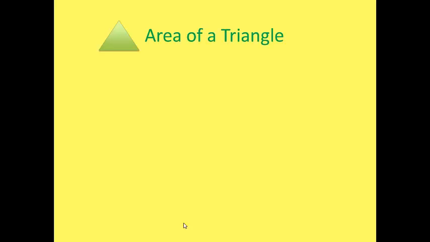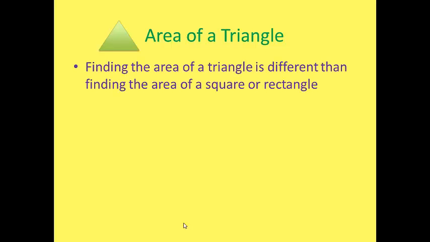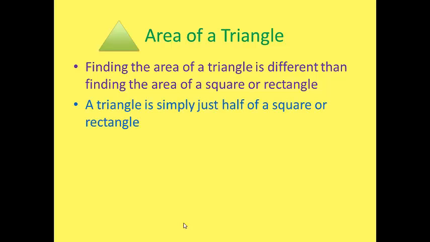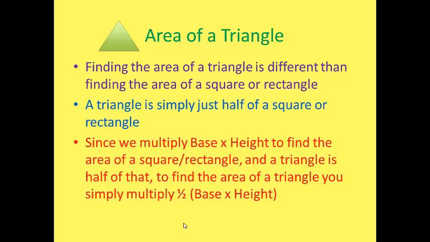Finally, we will talk about how to find the area of a triangle, which is a little bit different than finding the area of a square, rectangle, or parallelogram. A triangle is simply just half of a square or a rectangle. Since we multiply base times height to find the area of a square or rectangle, and a triangle is half of that, to find the area of a triangle, you simply multiply 1/2 of the base times height.